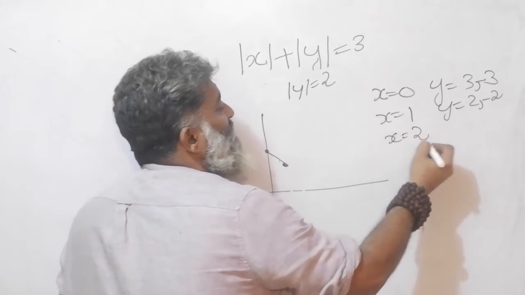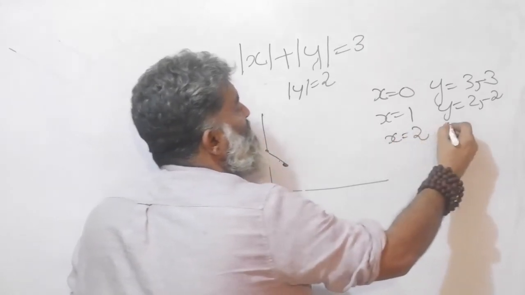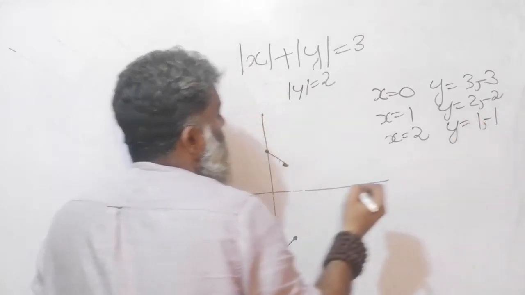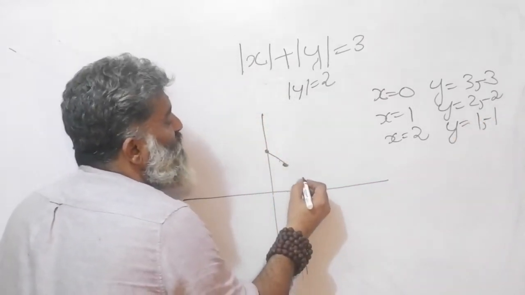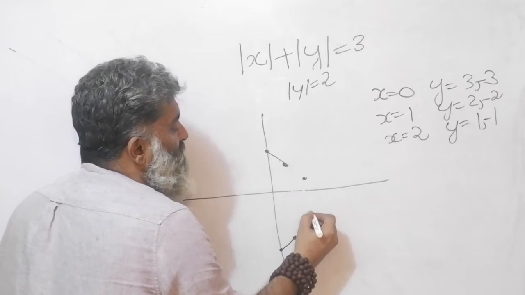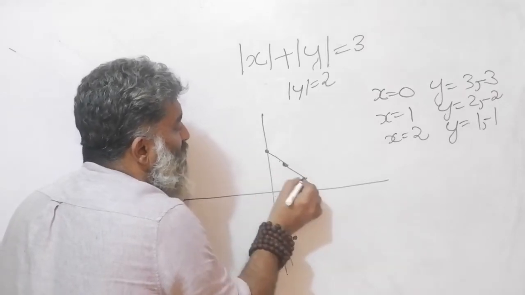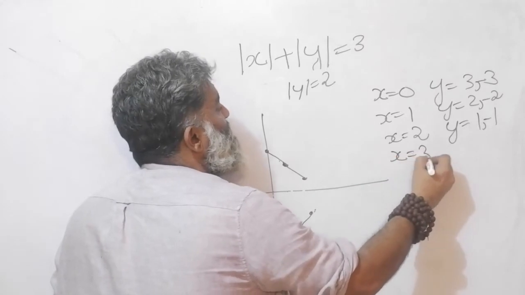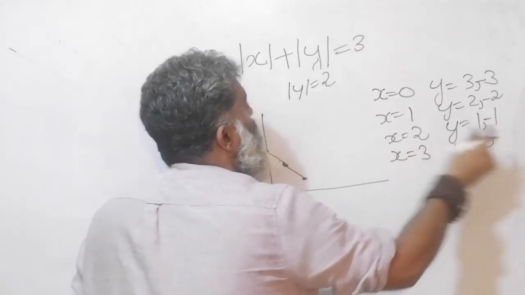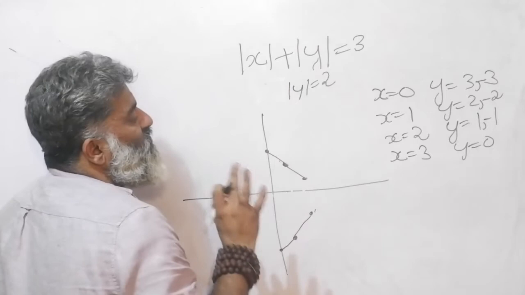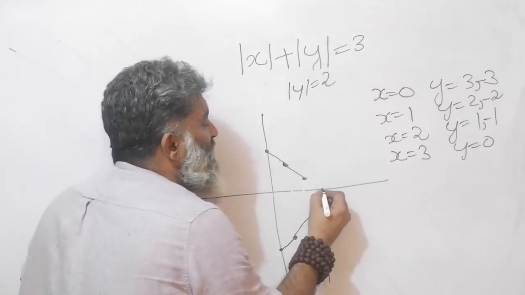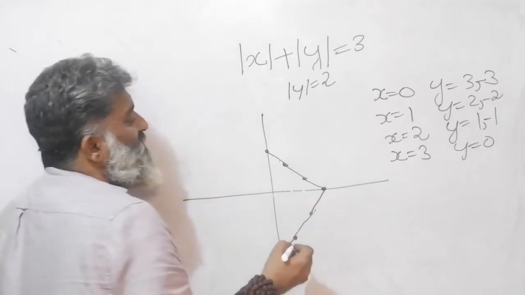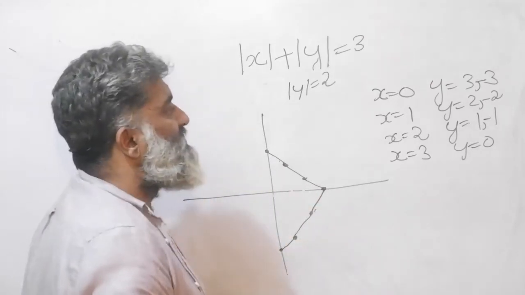Continue with the story. If x is equal to 2, now guessing should be faster. Y will be equal to 1 comma minus 1. So when x is equal to 2, y will be equal to 1 comma minus 1. This is not drawn according to accurate scale. And if I make x is equal to 3, y will become 0. Do solve it for yourself. So when x is 3, y has become 0. So I'm building a graph like this.